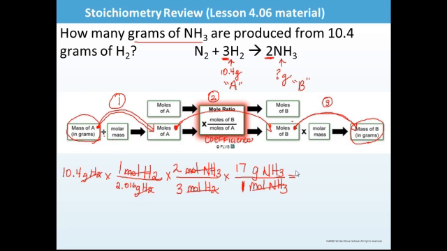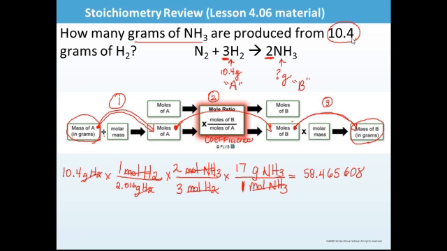And now what I'm going to do is multiply everything on the top. So I have 10.4 times 1 times 2 times 17. Then I'm going to divide by 2.016. I'm going to divide by 3, divide by 1, and my calculator gives me 58.465608. We are smarter than our calculators, so we go back to our problem.